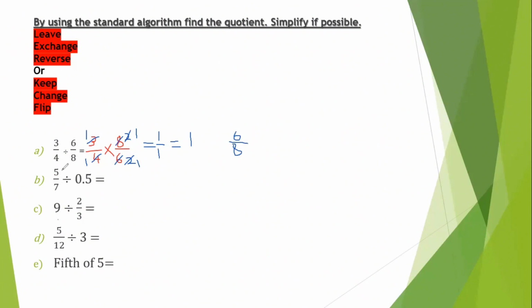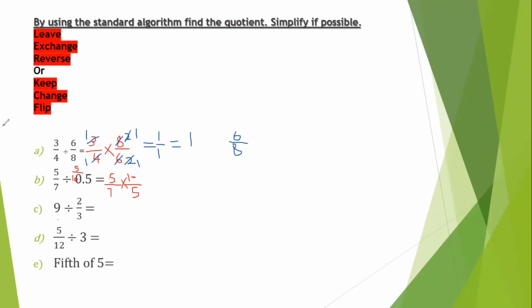B, 5 over 7 divided by 0.5. First, we can change this decimal number to be a fraction. How? By write it 5 over 10. 0.5 means 5/10. Now I can solve. Keep the first fraction, 5 over 7. Let's change the division sign to be multiply. Now flip the second fraction to be 10 over 5.